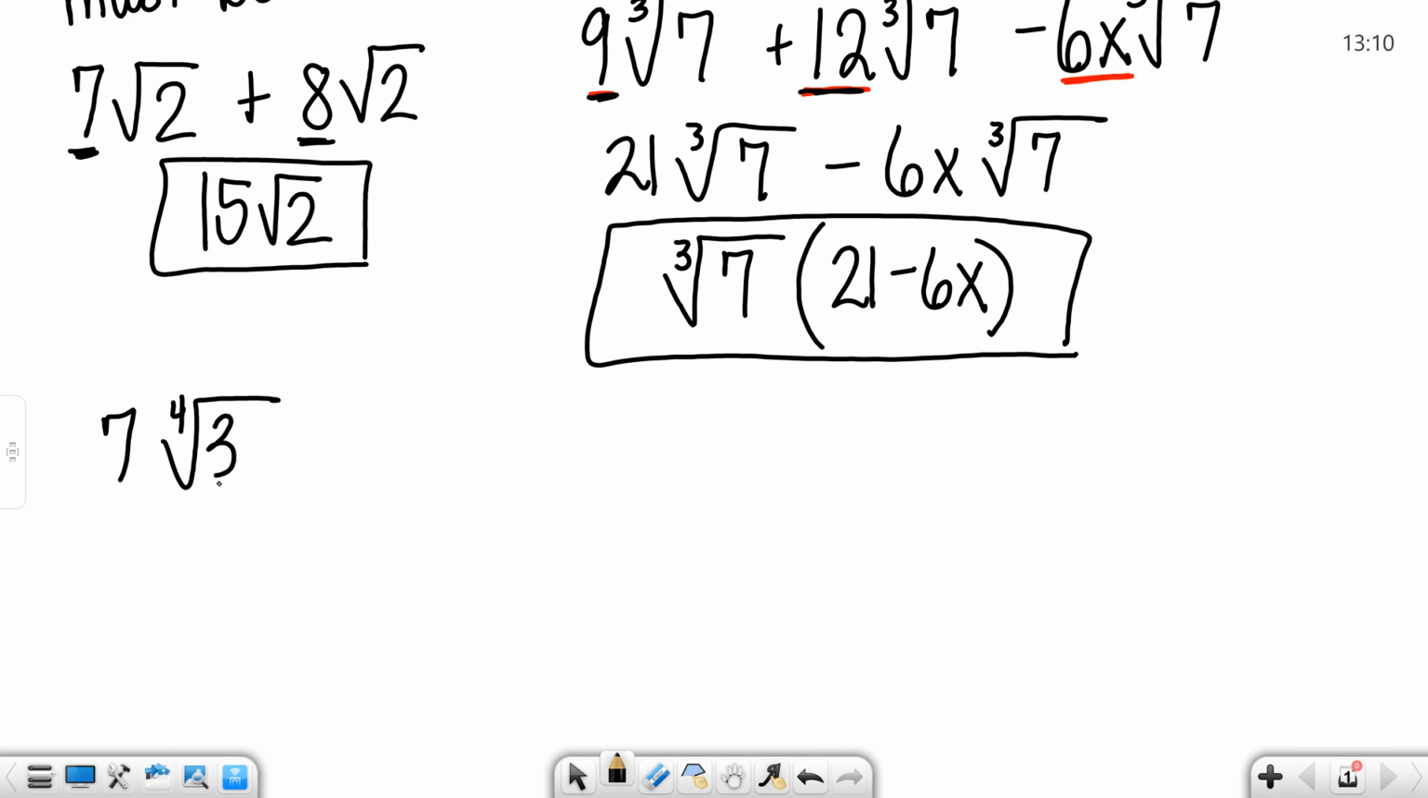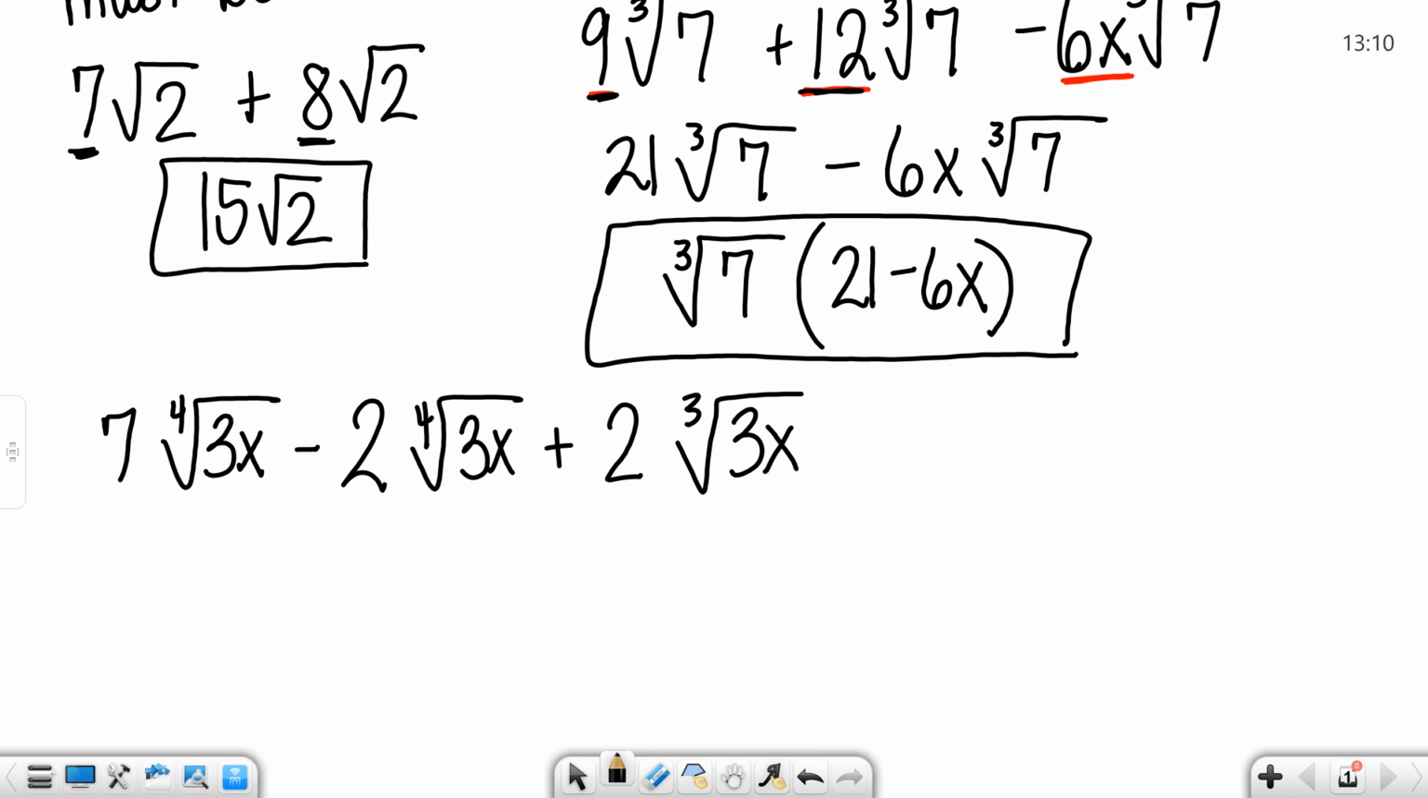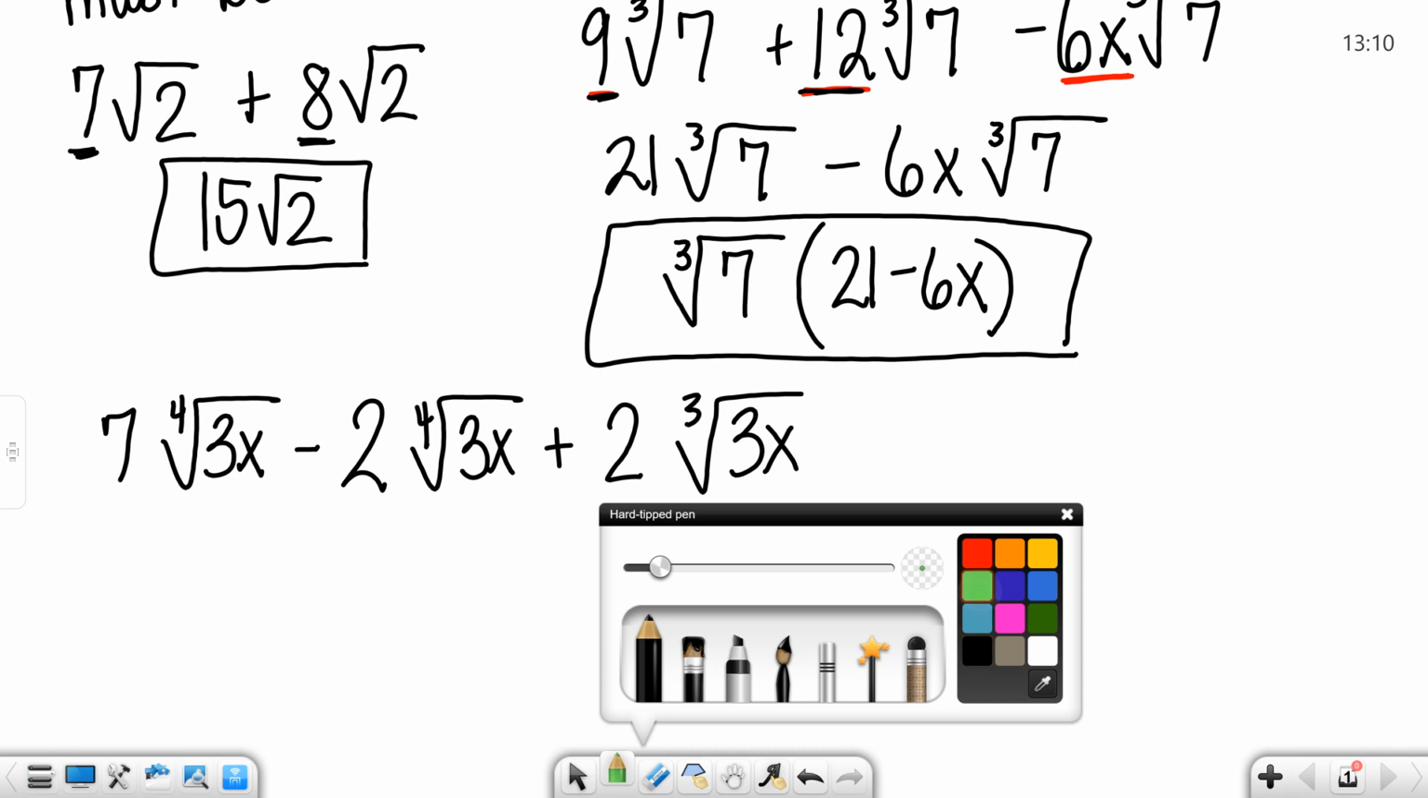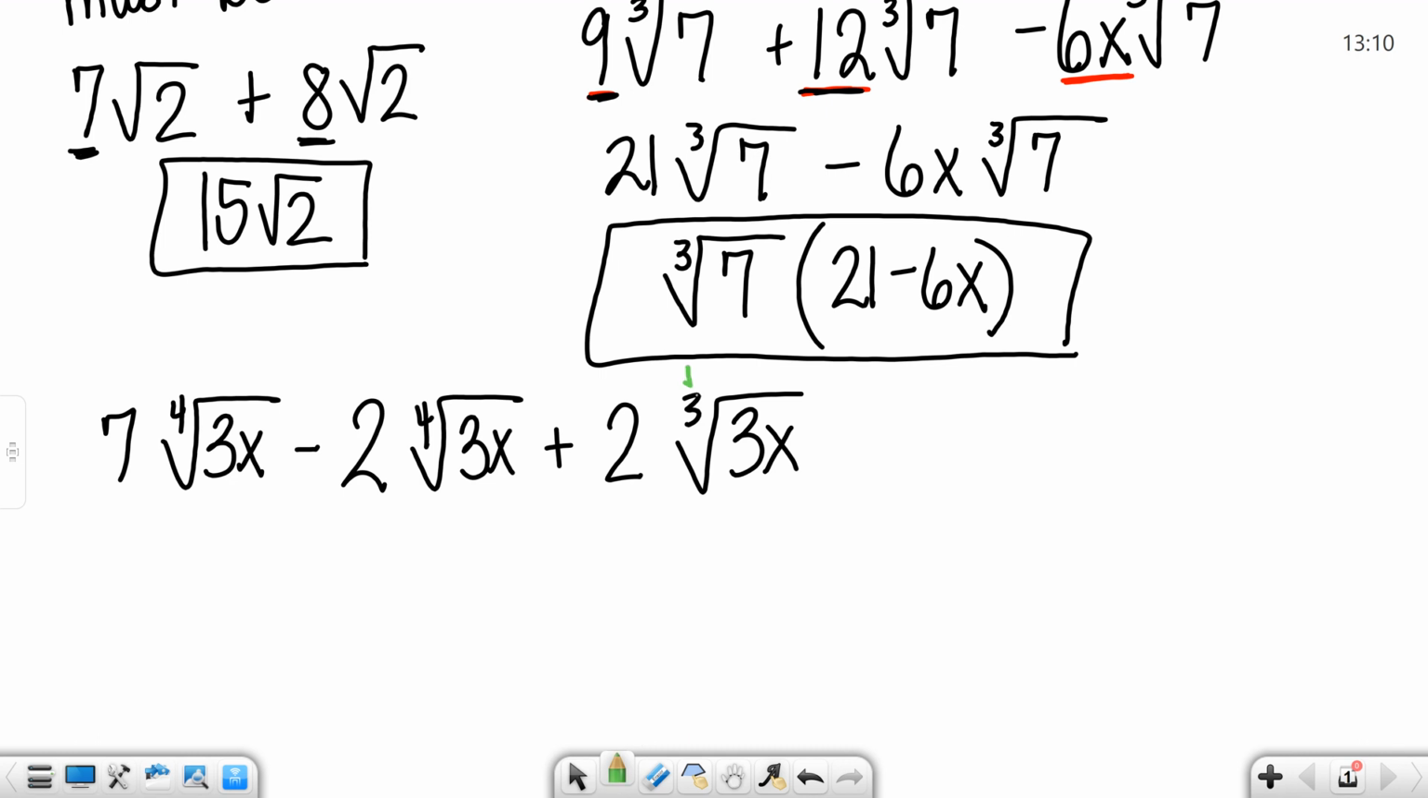All right, 7 on the 4th root of 3x minus 2 on the 4th root of 3x plus 2 on the cube root of 3x. So we're going to add and subtract anything that's like terms. Now, what I need you to notice here is that this root is a cube root. It's different, so you cannot call that one a like term. The only like terms we have are these first two.